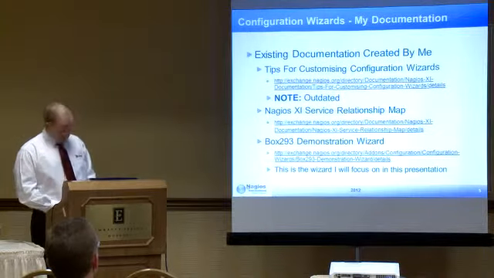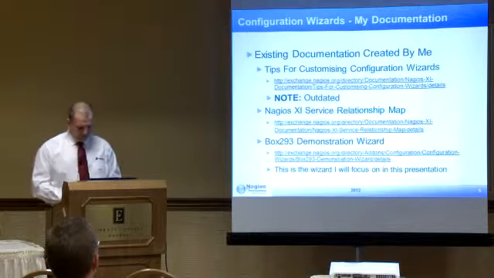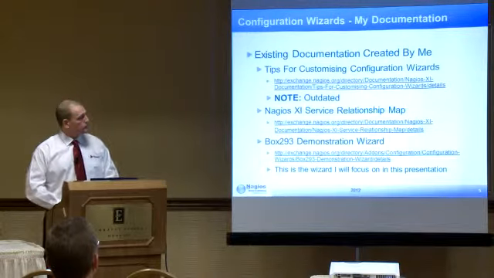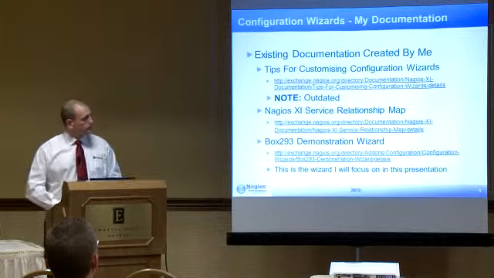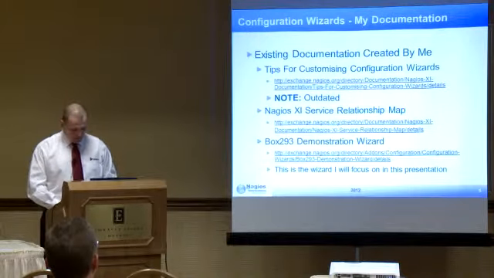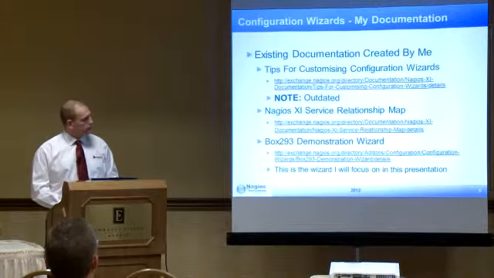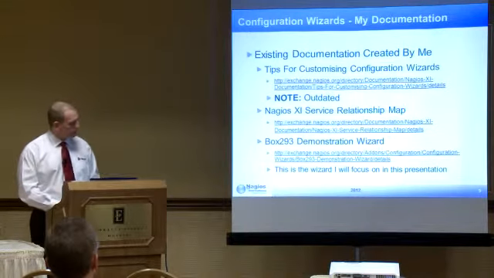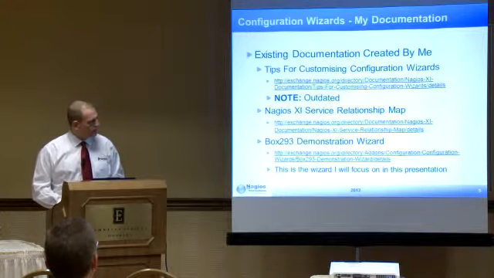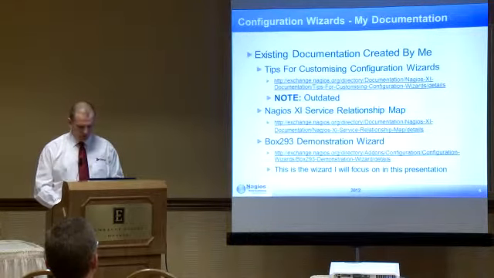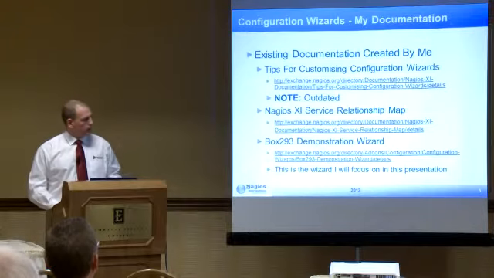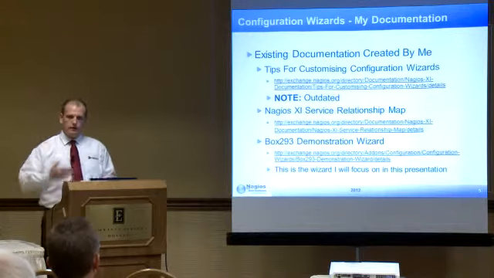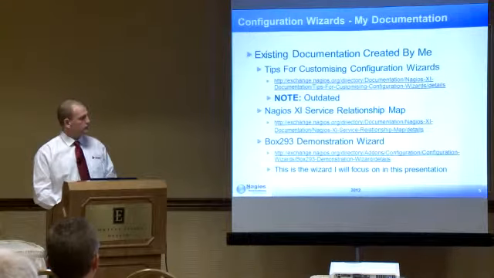When I first started out, there was no official documentation for Nagios XI and configuration wizards. So after creating a couple of wizards, I decided to put some notes together and create my own documentation. Some of these are a little bit outdated now, but in particular, the service relationship map is still a very handy document. Also, the Box 293 demonstration wizard is what I'll focus on in this presentation. It's what I call documentation. When you look at the code, it's heavily commented, so anyone looking at it can understand how it all fits together and works as they go through the stages.